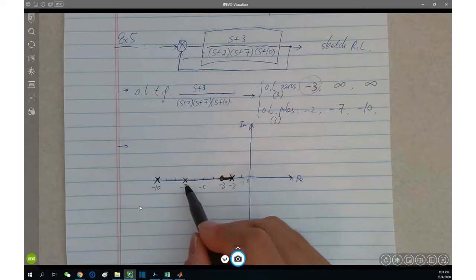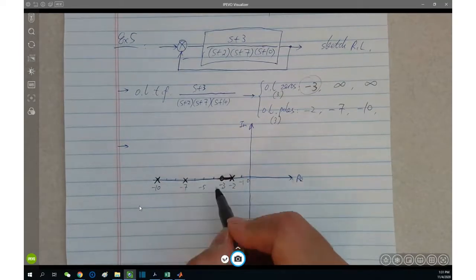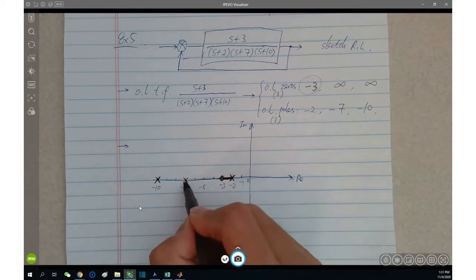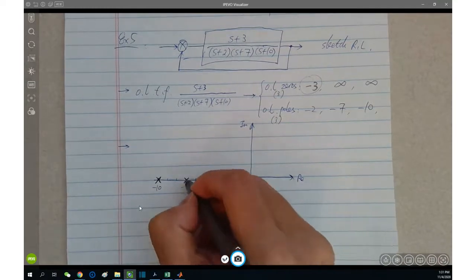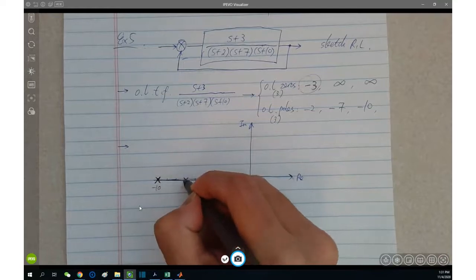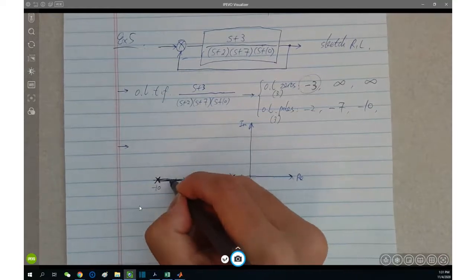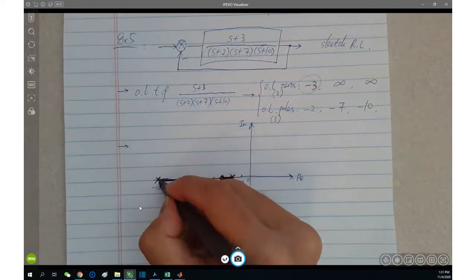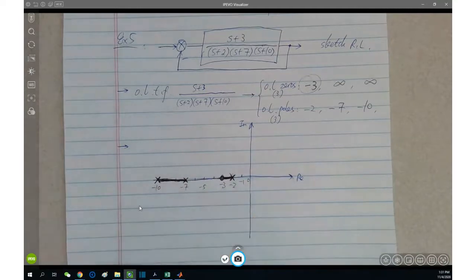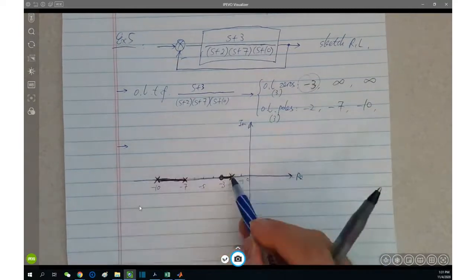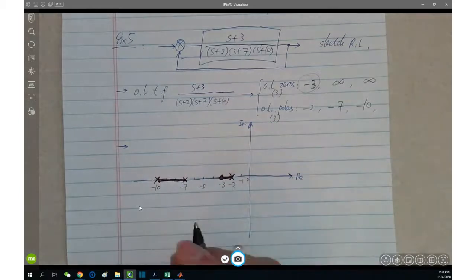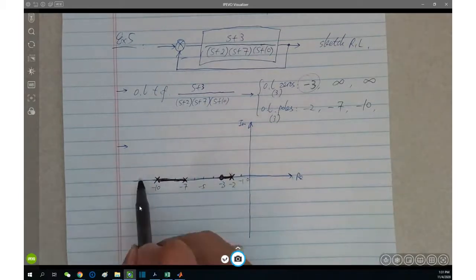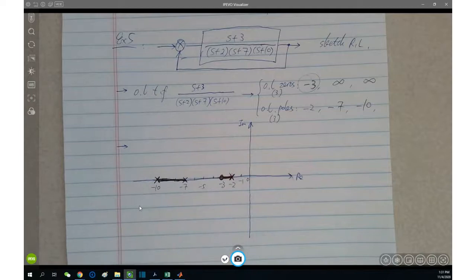Keep moving towards the left. Coming across -7, that means 1, 2, 3. So this is an odd number again, so we do have Root Locus left of -7 up to the next open loop pole or zero, which is -10 here. Then passing -10, what do we have? 1, 2, 3, 4. 4 is an even number, so nothing beyond -10. Okay.